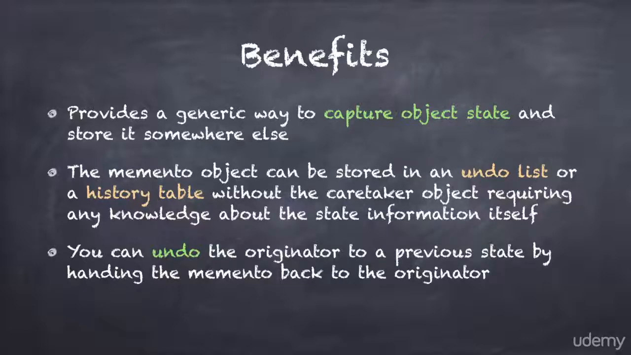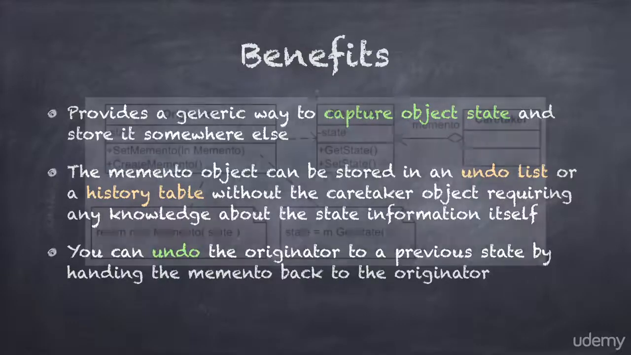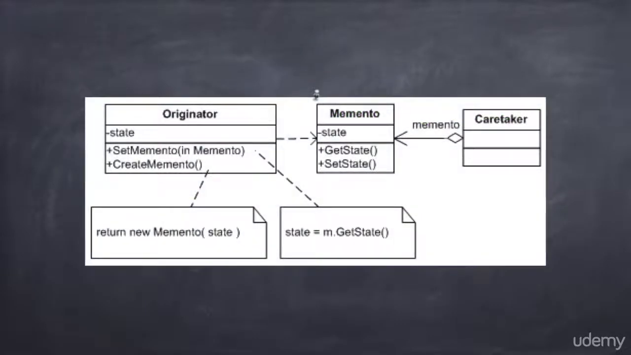Here is the UML diagram of the memento pattern. There are three classes participating in the memento pattern. The originator, which is the object with internal state. The caretaker, which is the object that controls when state is saved and restored. And the memento, which is the state wrapper that is read and written by the originator and handled by the caretaker.